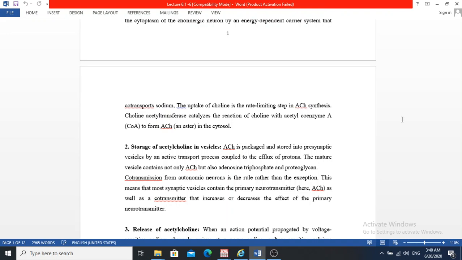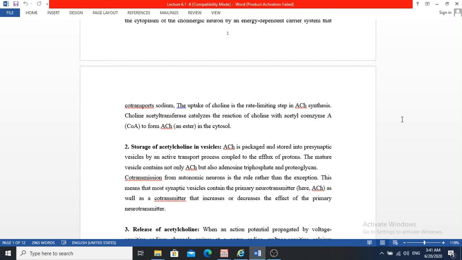In vesicles, acetylcholine is packaged and stored into presynaptic vesicles by an active transport process coupled to the efflux of protons. The mature vesicle contains not only acetylcholine but also adenosine triphosphate and proteoglycan.